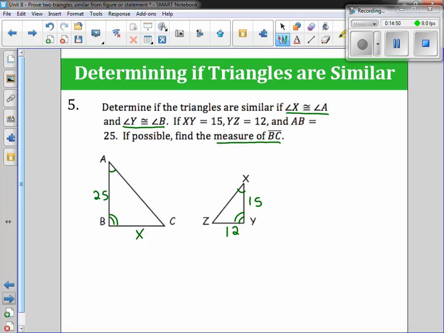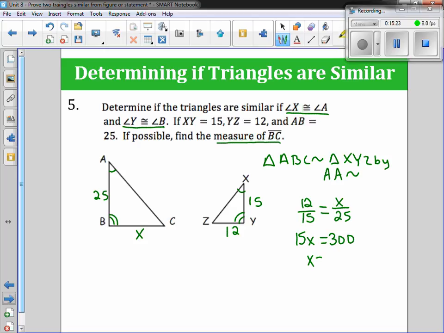So we are going to first note that triangle ABC is similar to triangle XYZ by angle similarity, so I can then set up a proportion to solve for my missing side. 12 to 15 is equal to x to 25, so 15x is equal to 300, and therefore x is 20.